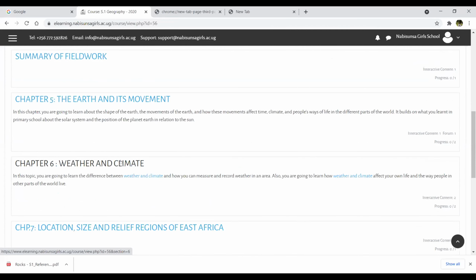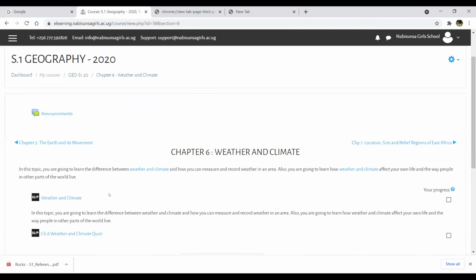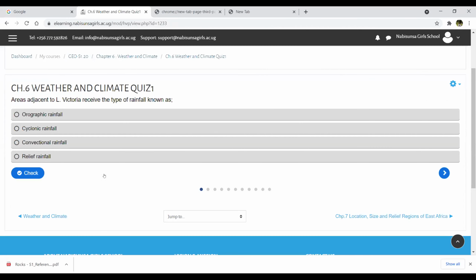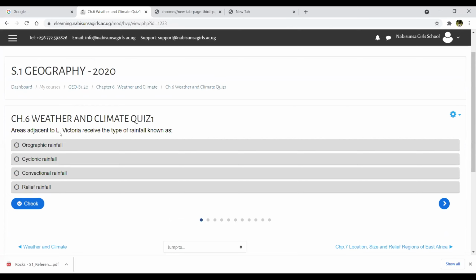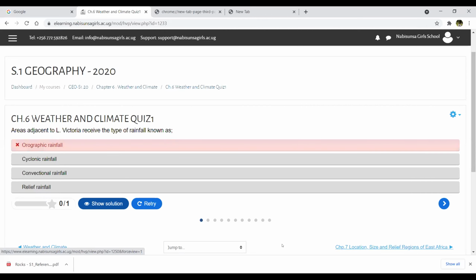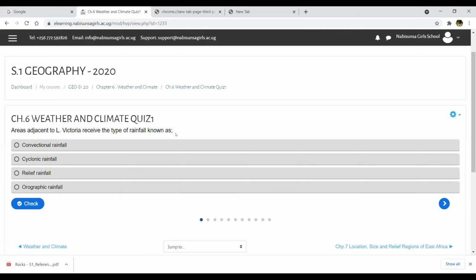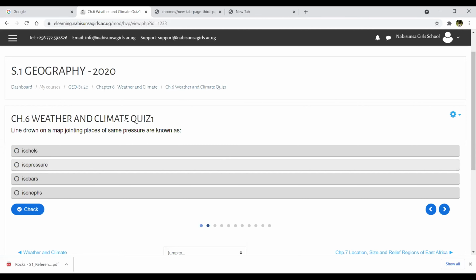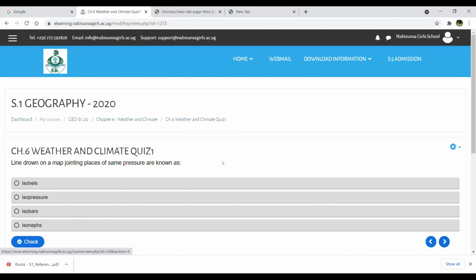I put two things. There was a quiz in weather and climate. You remember the one that people did, the chapter 6 quiz. I click the quiz. The quiz opens. Question 1, weather and climate quiz. Areas adjacent to Lake Victoria receive heavy rainfall known as... Let me give one answer. I select check. I failed it. I say retry. Areas adjacent to Lake Victoria receive a main type of rainfall known as convectional rainfall. I click check. Passed. Next one. So there is a quiz on weather and climate. I go back.